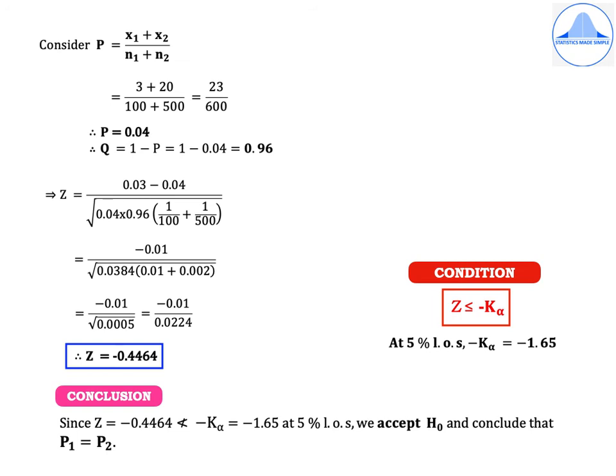So let's write the conclusion. So compare Z with minus K alpha. So Z is equal to minus 0.4464, which is not less than minus K alpha, which is equal to minus 1.65 at 5% level of significance. So we accept H naught and conclude that both the population proportions are equal, that is capital P1 is equal to capital P2.